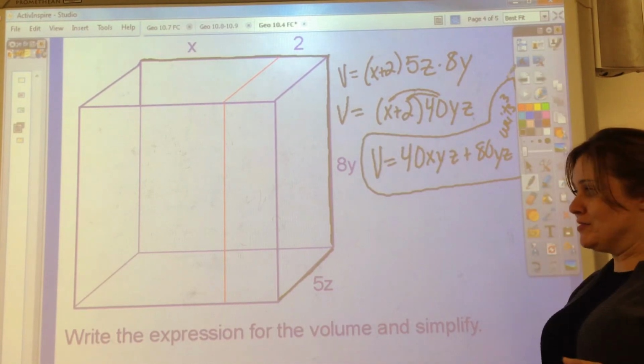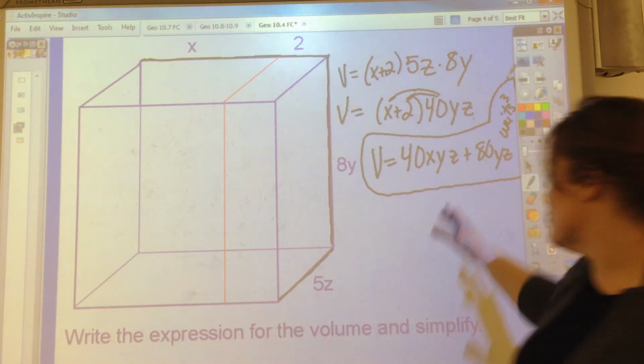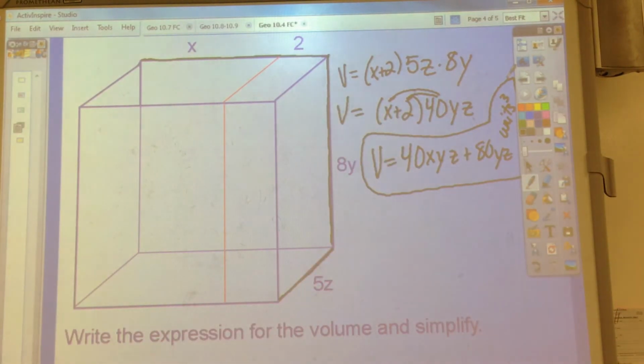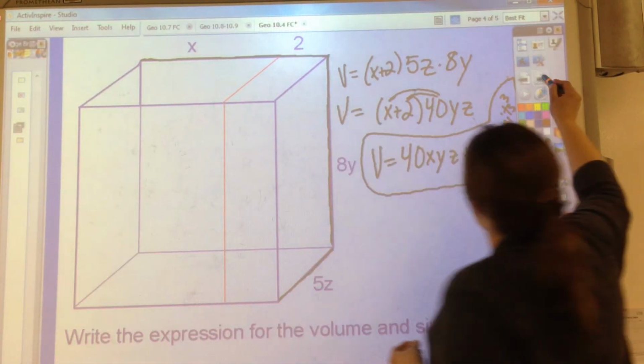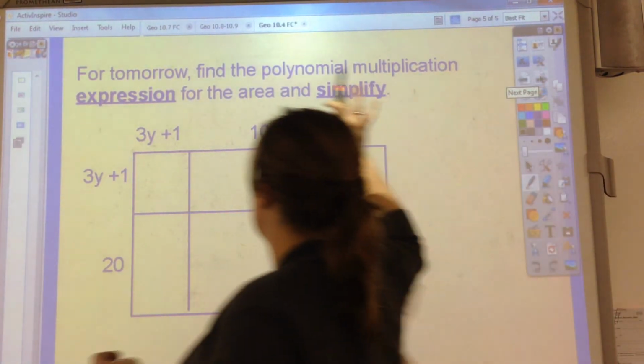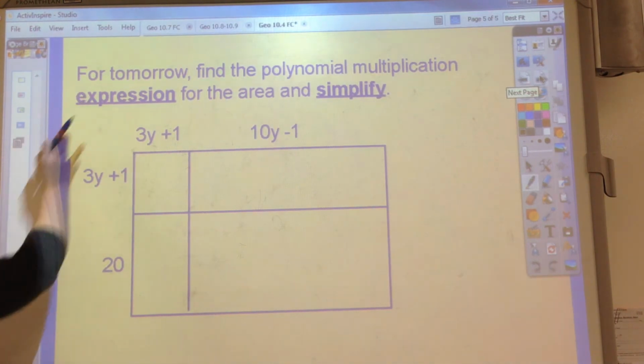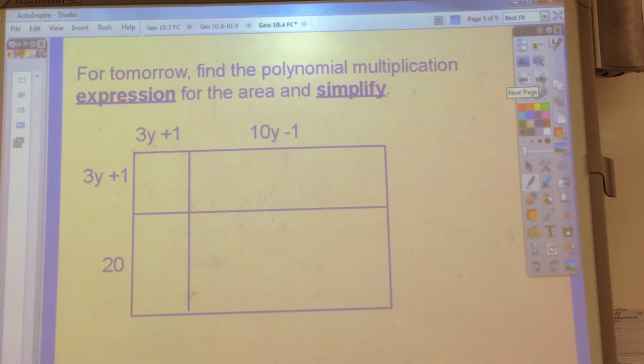And I kind of ran out of room. All right, that would be the expression for the volume fully simplified. All right, for tomorrow, I would like you to simply find an expression for the area and then simplify it with multiplication. And I will see you tomorrow.